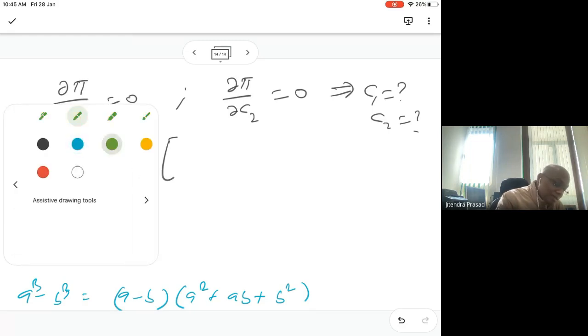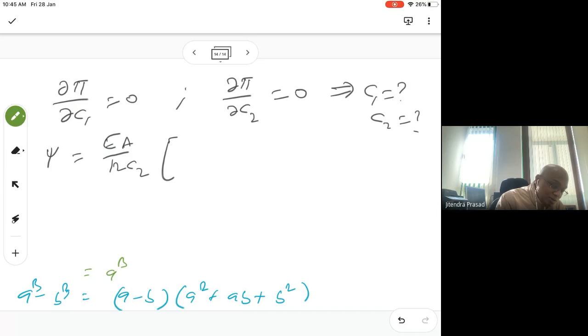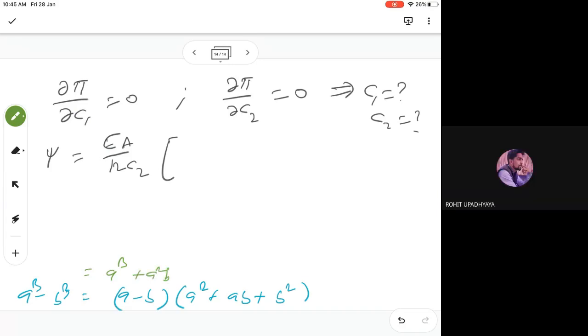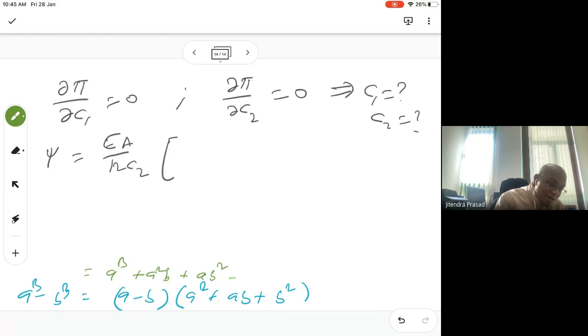Okay, let's do it. So it will be a cube plus a square b plus a b square minus a square b minus a b square minus b cube, right? So let us see. We get a square b, a b square. So you have a cube minus b cube. So correct. Okay.